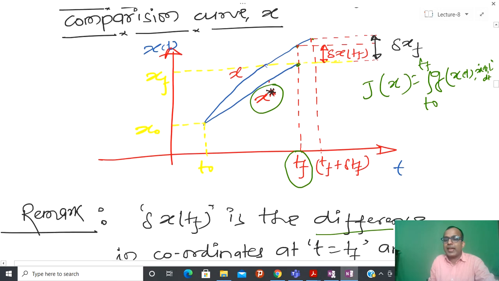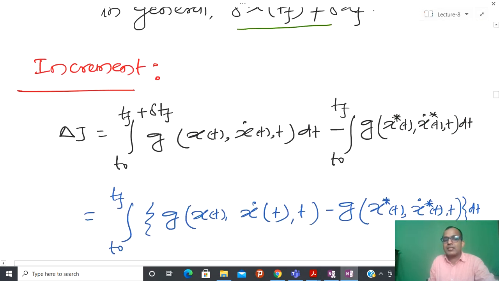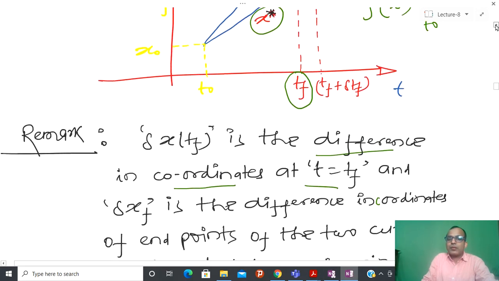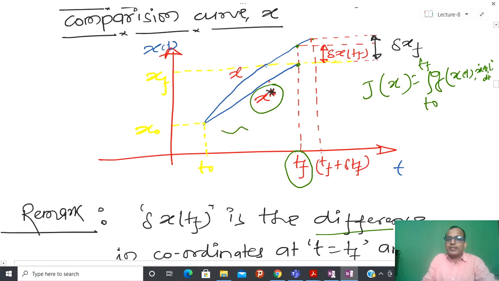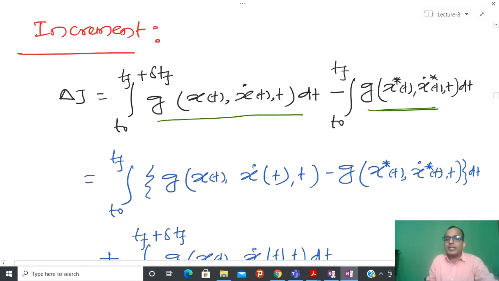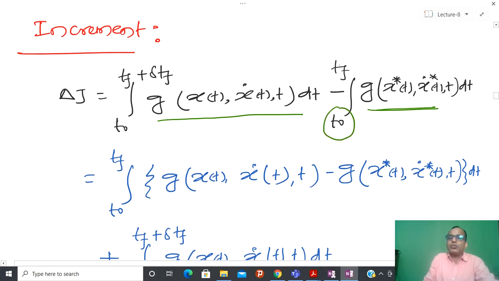Due to that reason, same like what we discussed in the previous class, here you can see that g(x) is defined for T0 to TF plus delta TF, and g(x star, x dot star, t) is only defined in the interval T0 to TF. So the discussion remains the same, because x star is only existing in this particular interval, and whenever we are calculating the increment, our integration is from T0 to TF.